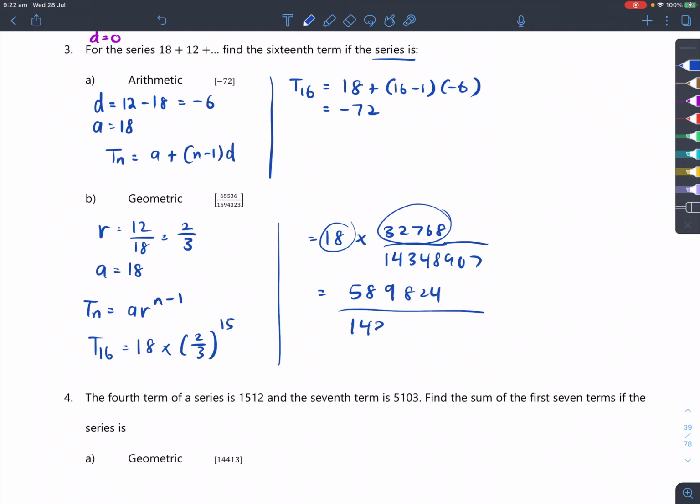Okay, it doesn't matter if you don't simplify it, who cares? If you want to simplify it, I don't think your calculator can do it for you. I think it doesn't fit. So you'd have to divide by some common ratio or factor between them, but it doesn't matter. You leave it like that.